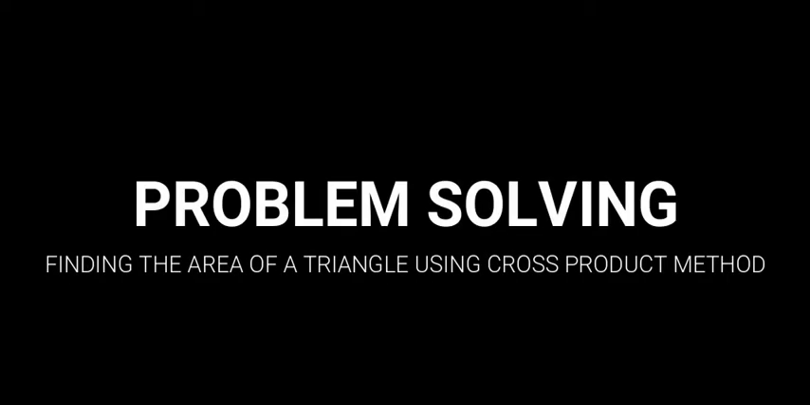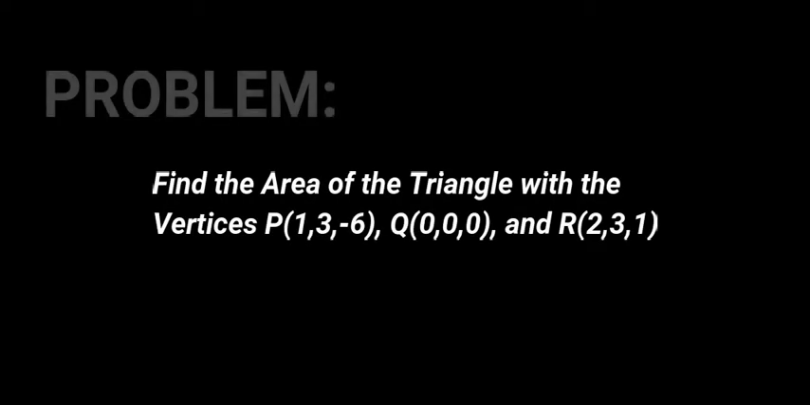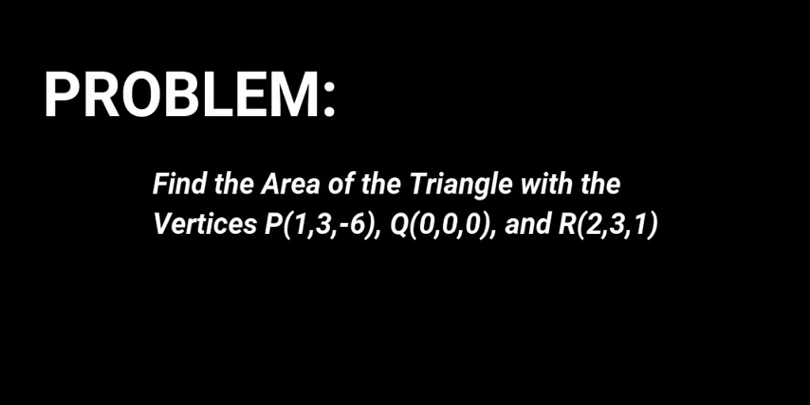It's time to apply the knowledge that we have learned by doing a problem solving: finding the area of a triangle using the cross product method. Find the area of the triangle with the vertices P(1, 3, -6), Q(0, 0, 0), and R(2, 3, 1).